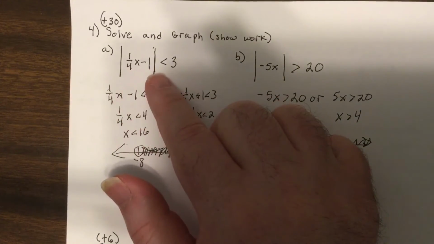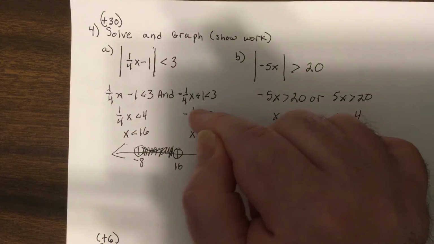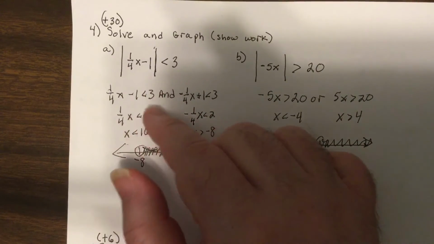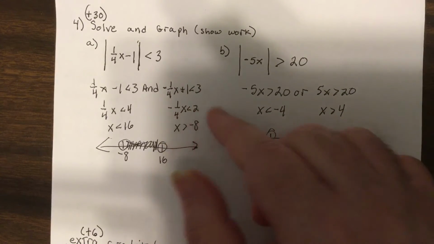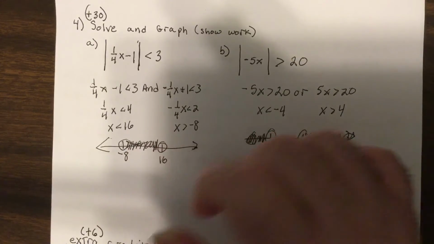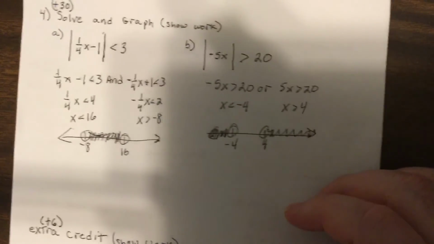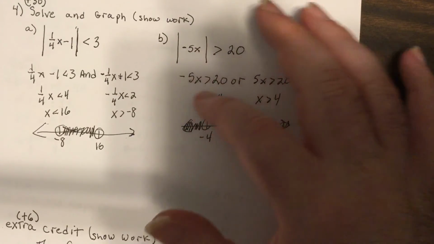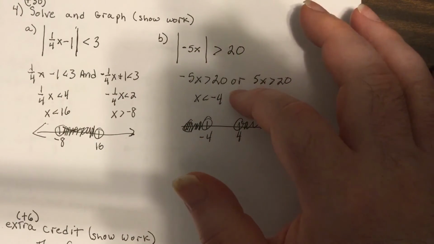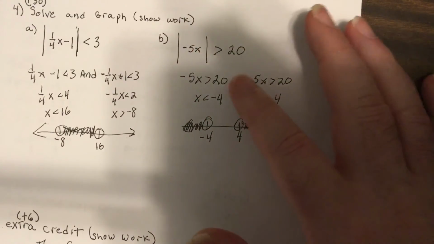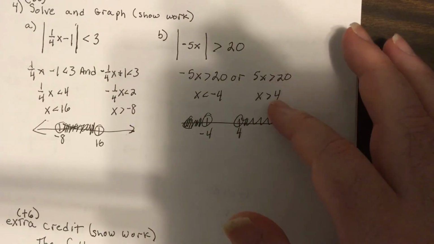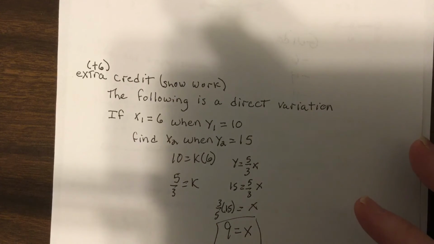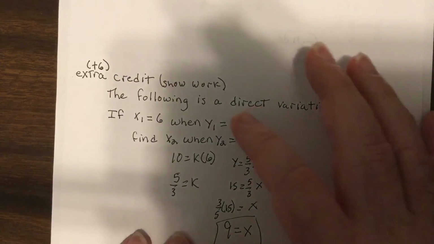Write it without the absolute value, then take the opposite. So add 1, multiply by 4. Subtract 1, multiply by -4. So it's everything in between. Typical and for absolute value. This one, you write it without the absolute value. Greater is or. You take the opposite. Opposite of -5x is 5x. Divide by -5. Divide by 5. Going in opposite directions.